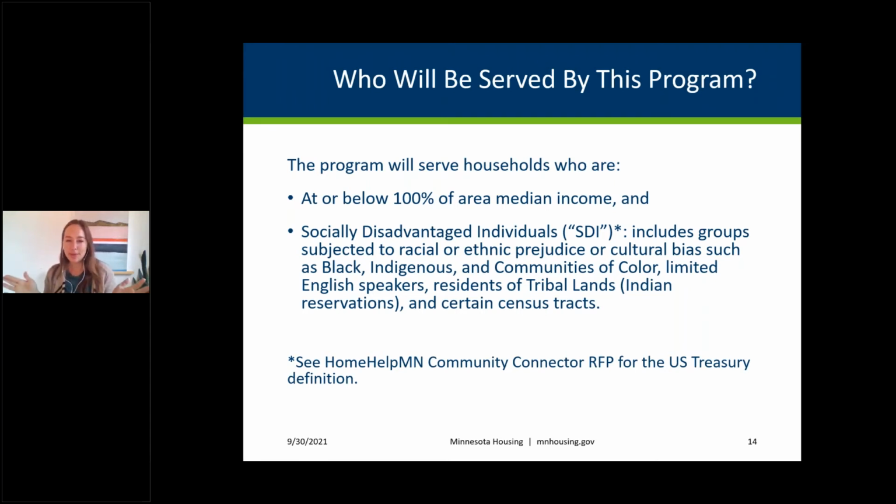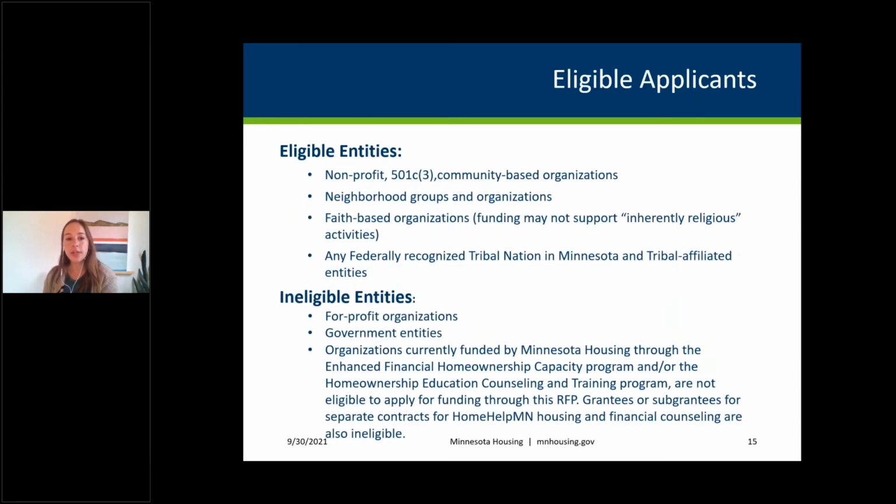So these are not quite neighborhoods, but again, certain neighborhood census tracts. The U.S. Treasury uses the term socially disadvantaged individuals. So if you see that term, again, that's the Treasury's term. We sometimes say SDI. Our focus is really about the people and the need to address the hardships they may be experiencing disproportionately. And then I wanted to touch on eligible applicants.